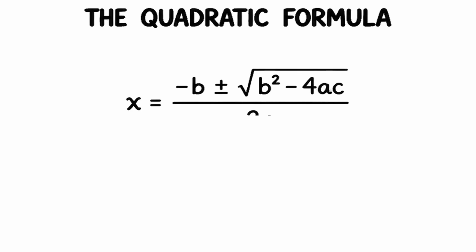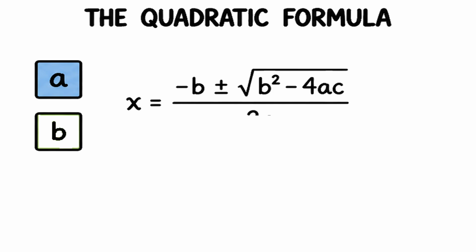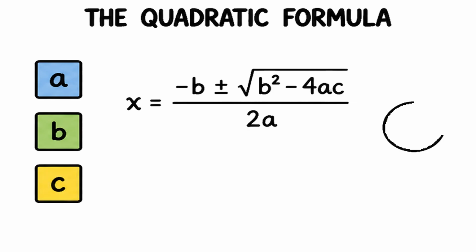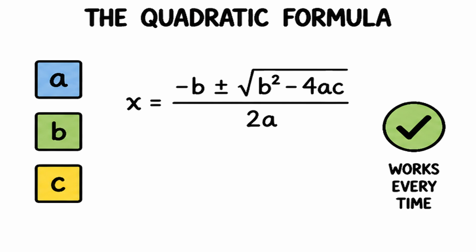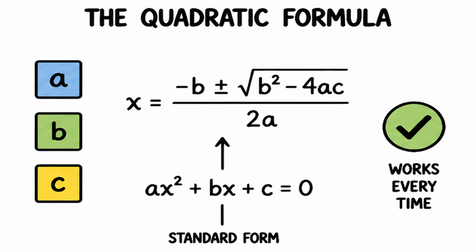Here is the quadratic formula. x equals negative b plus or minus the square root of b squared minus 4ac, all divided by 2a. This formula works for every quadratic in standard form, ax squared plus bx plus c equals 0.